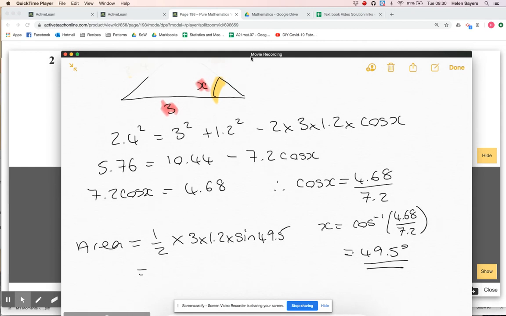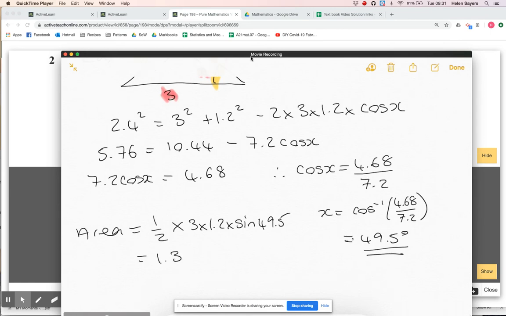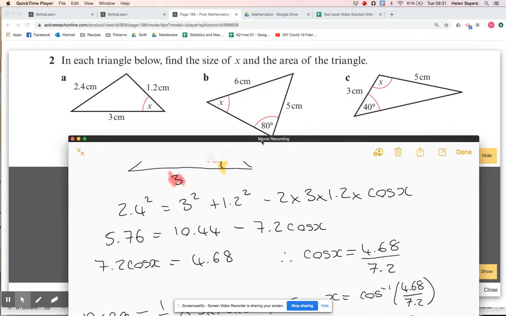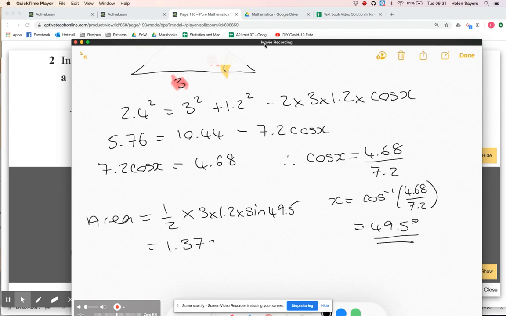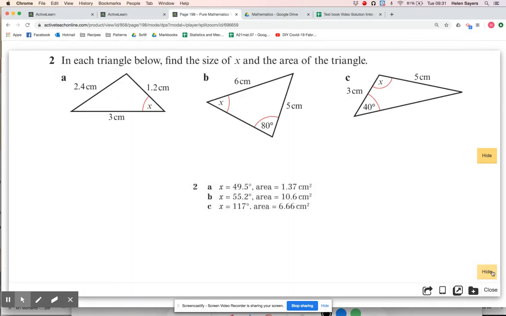I haven't cleared the answer from my calculator, so when I type it in, I can actually use the more accurate version. So I'm just going to do sine of answer and then times 0.5 times 3 times 1.2. So I'm getting that to be 1.37, and I'm guessing we were in centimetres. So 1.37 centimetres squared. And let's just double check that before we move on. Yeah, we're good.